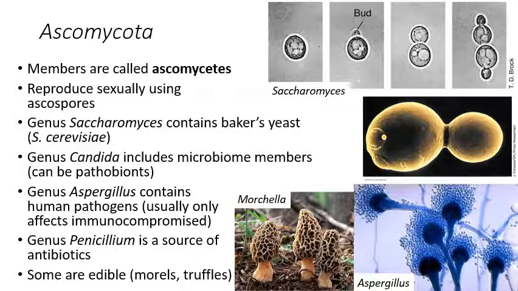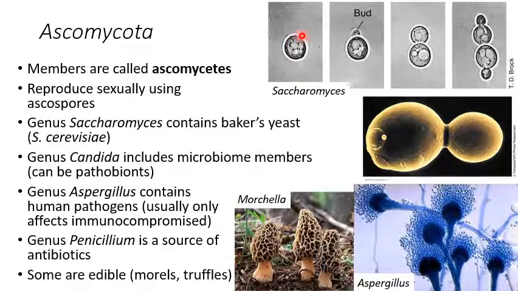Then we have the phylum Ascomycota, which is one of the ones that contains a lot of different fungal species that have been characterized, so it's one of the better understood phyla. All the fungi in this phylum are called Ascomycetes, and they all reproduce sexually using ascospores, which would be formed in the ascus or asci sacs. You have a bunch of different genera in here that are useful or important to us for one reason or another. So first you have the genus Saccharomyces, which includes yeast, baker's yeast that you would use to bake bread.